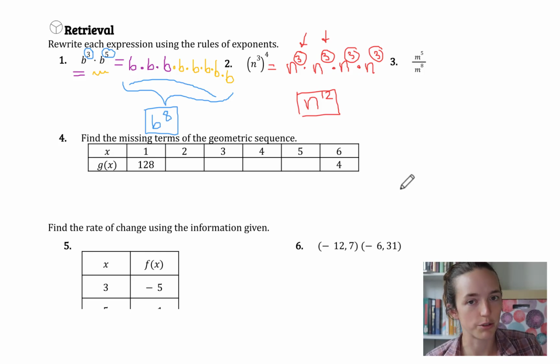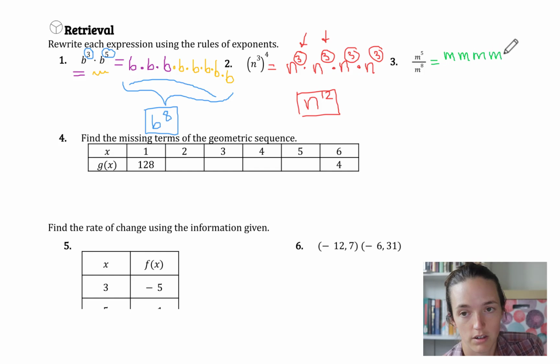So here's the shortcut rule. If you're raising an exponent to another exponent, multiply them together. Last but not least, this time we have a fraction. On the top of the fraction, I have m 5 times. And in the denominator, I have m 8 times.